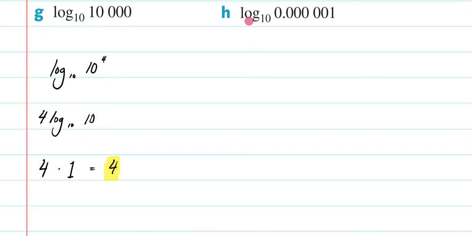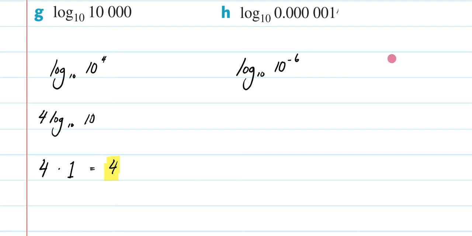Let's now answer H. Now H is a little bit trickier. It's not that much trickier. Let's see what it's saying here. So we have log of 10. Now I am immediately going to realize that I'm moving this decimal place 1, 2, 3, 4, 5, 6. So I know it's going to be 10 to the negative 6.